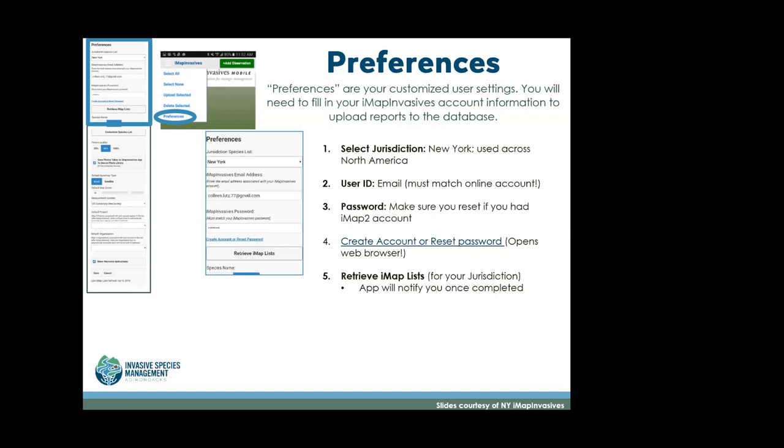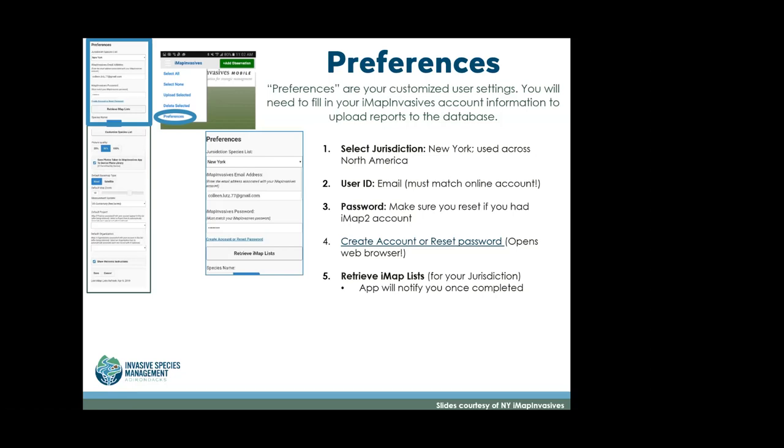Once you've identified your jurisdiction as New York, I would next ask that folks populate their IMAP username and password. This is what you would use to log into the IMAP Invasives online database. If you already have a username and password, you can enter it here. If you have never used IMAP before and do not have an account, you can click that blue hyperlink that will give you the option to create an account.